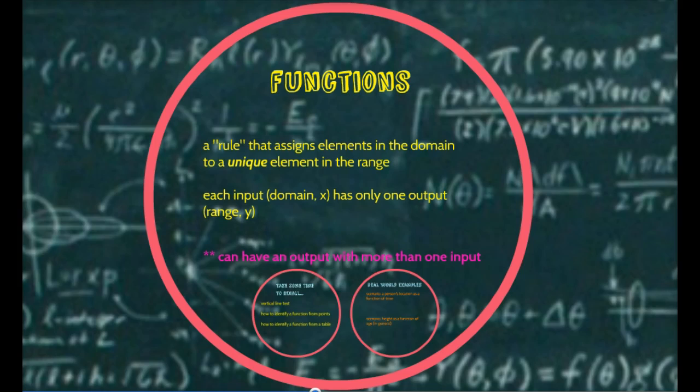So to put a visual to this, oh, and one last thing. You can have a function with an output that has more than one input. It only goes one way. So an input can only have one output, but the opposite doesn't necessarily have to be true. So let's look at a visual example of a function.